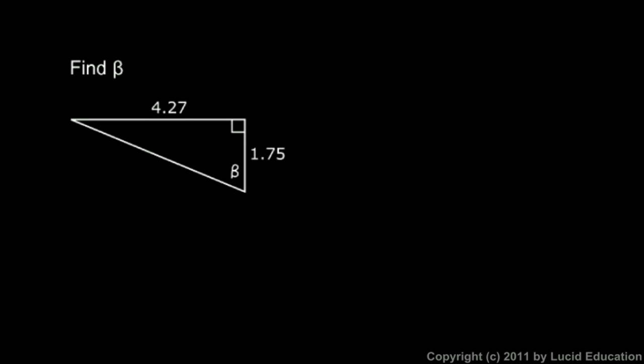Another example, we're told to find beta. Okay, we'll look at beta. It's right down here. That's this angle. So I know that the tangent of beta will have to be the length of the side opposite beta. So which side here is opposite beta? Well, if we go from angle beta across the triangle, we get this. So the side opposite beta is 4.27 divided by the length of the side adjacent to beta. That's 1.75. So tangent of beta is 4.27 divided by 1.75.